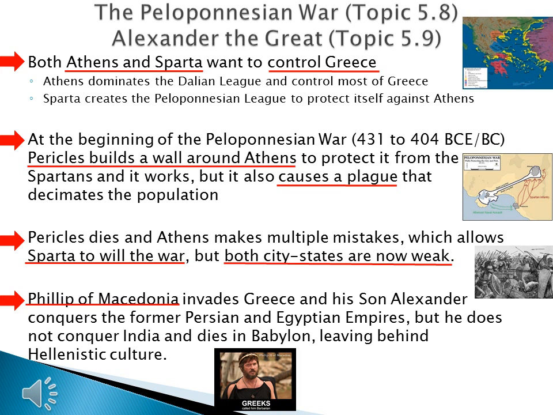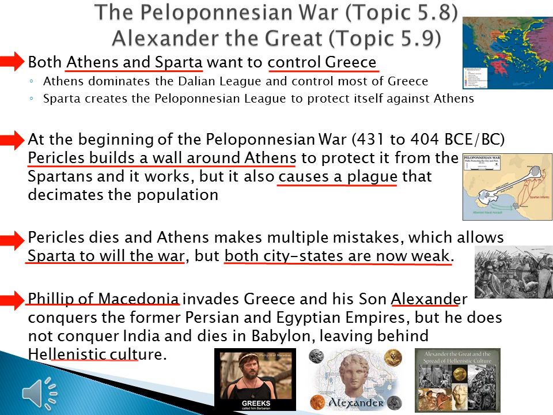Philip of Macedonia, he's a barbarian from the north, invades Greece, and his son and pupil of Aristotle, Alexander the Great, conquers the former Persian and Egyptian empires. But he does not conquer India. His troops won't go that far, and he dies in Babylon, leaving behind Hellenistic culture. That's it for this lecture, and I look forward to seeing you in class.